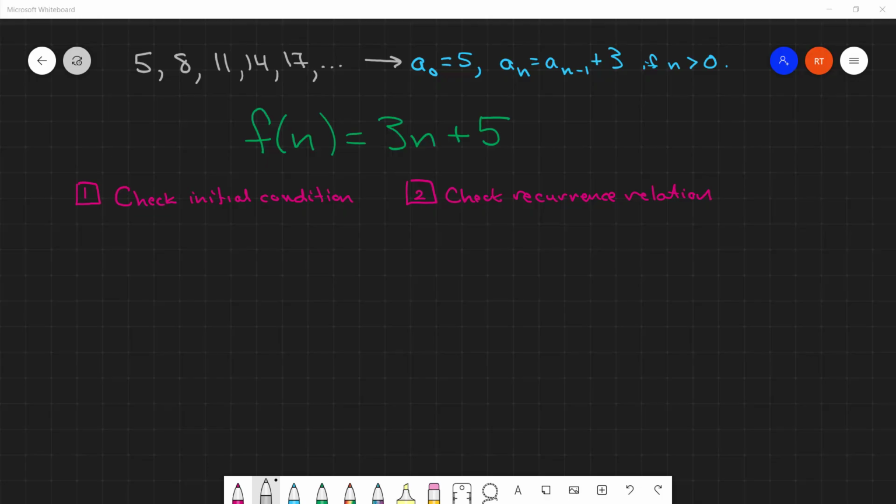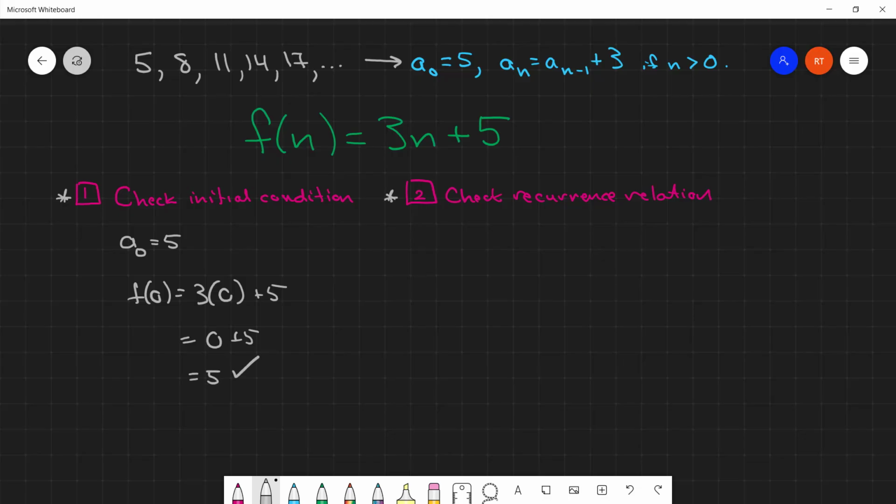I'd like to check that the function f of n equals 3n plus 5 is a solution. I can see that it produces some of the first few terms correctly, but remember, this doesn't imply that the function is a solution. Instead, we have two things to do. First, we need to check that f of n satisfies the initial condition. We know that a0 equals 5. Does f of 0 also equal 5? Well, a quick plug and chug shows that it does. So the initial condition is satisfied.